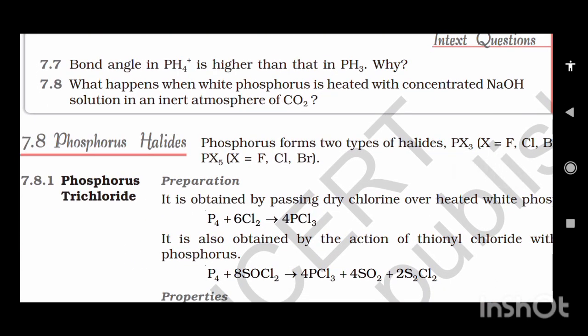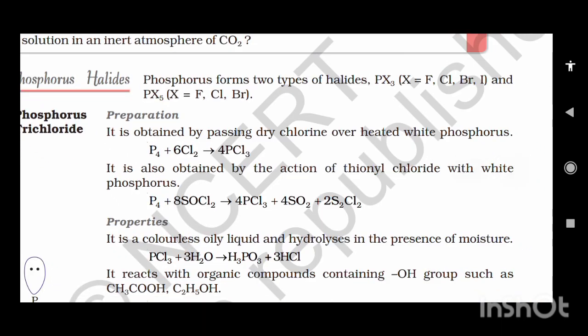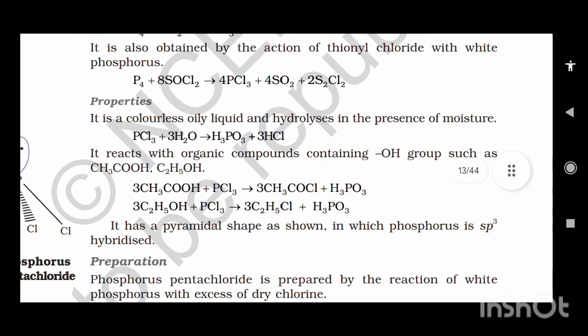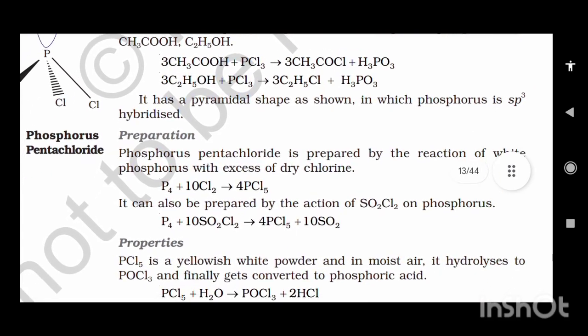Phosphorus halides. Phosphorus forms two types of halides, PX3 and PX5. Preparation. PCl3 is obtained by passing dry chlorine over heated white phosphorus. It is also obtained by the action of thionyl chloride with white phosphorus. Properties. It is a colorless oily liquid and hydrolyzes in presence of moisture. It reacts with organic compounds containing OH groups such as CH3COOH and C2H5OH. It has a pyramidal shape as shown, in which phosphorus is sp3 hybridized.